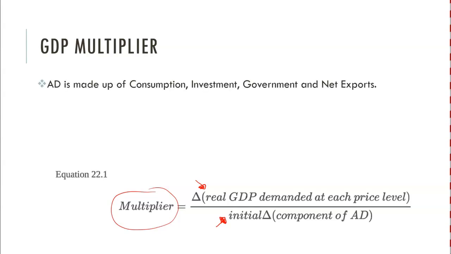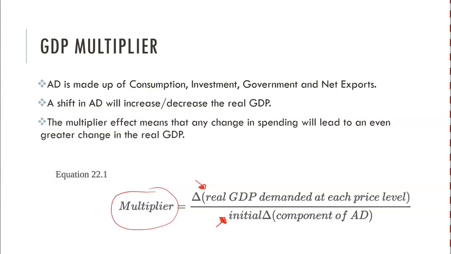Aggregate demand is made up of consumption, investment, government spending, and net exports. Anytime we have an increase or decrease in one of those components, it's going to shift our aggregate demand curve. The shift in aggregate demand is going to cause an increase or decrease in the real GDP. We're going to end up with some new equilibrium point in our economy at a higher level of real GDP. And this is going to be a different number than just the change in aggregate demand.